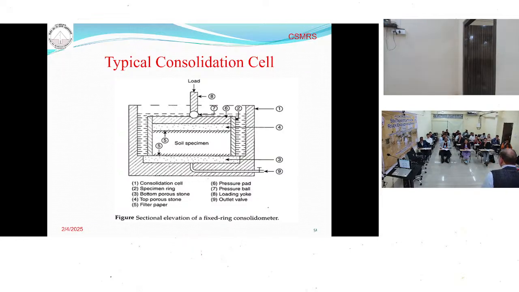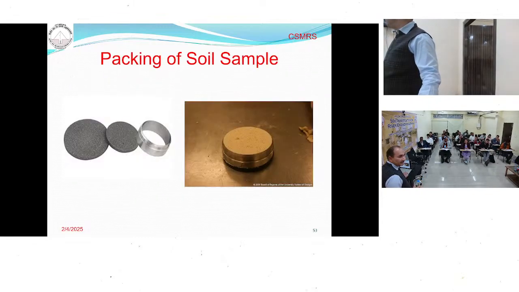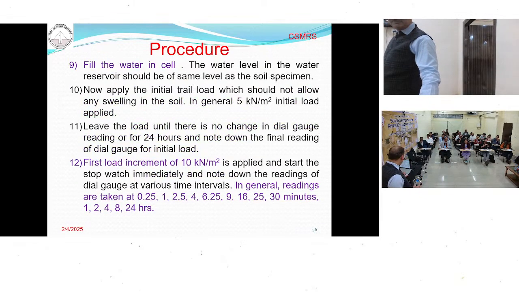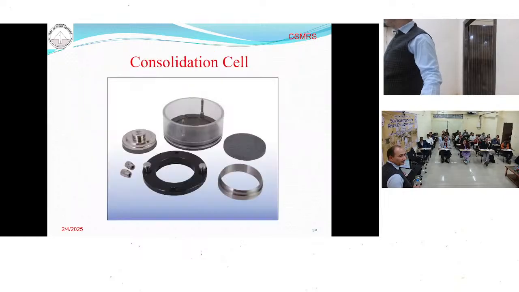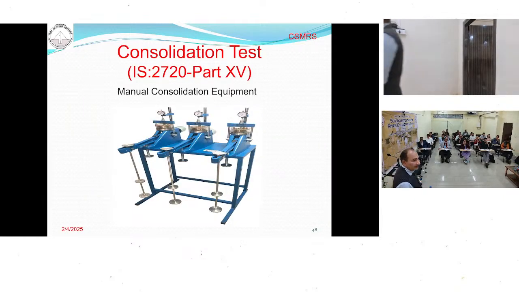So what you do is pack the sample, first fill the cell with water and let the soil saturate. How will you know when it is saturated? There is a dial gauge on the top of the load, from which you continuously measure the reading. Initially, when the soil is swelling, the reading will increase. When it becomes constant, you apply the first load.